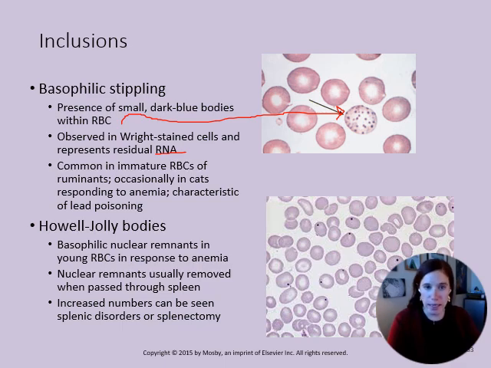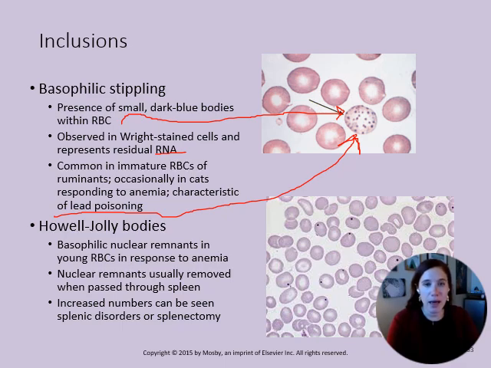It is common in immature red blood cells of ruminants. Occasionally, we can see it in cats responding to some form of anemia, and we can see this in patients that might have lead poisoning. So if you see this speckled look, that's basophilic stippling, or stippling, and raise your hand, and also let a doctor know what's going on with this.